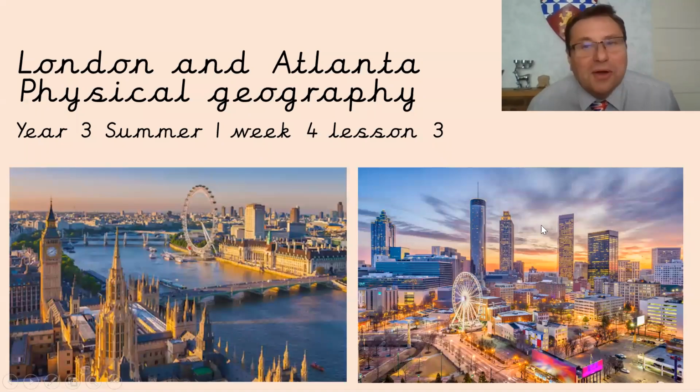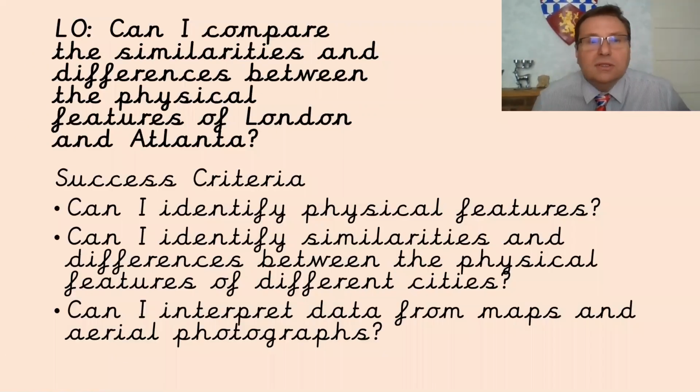Hello Year 3 and welcome to the third and final topic lesson of week 4, summer term 1. This lesson is once again on geography, and we are looking at the physical geography of London and Atlanta and comparing the two. So as you can see, there are similarities. We're looking at the similarities and differences between the physical features of London and Atlanta.